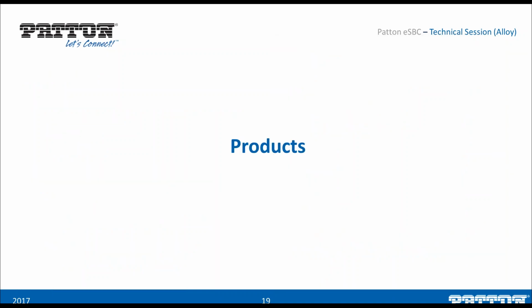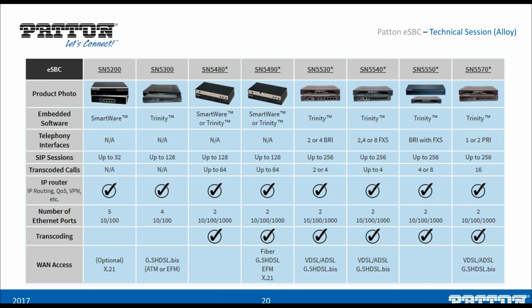Now, which are the products which qualify as a session border controller, or which we offer as session border controllers? We have the SN5200 and 5300 series. These are pure SIP session border devices. They come with 5 and 4 Ethernet interfaces. They don't have any telephone interfaces, and they don't offer any kind of transcoding. Then we have the 5480 and 5490. These devices do offer transcoding in addition to the SIP sessions.